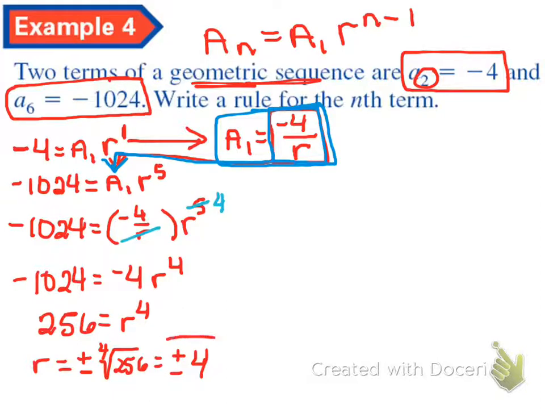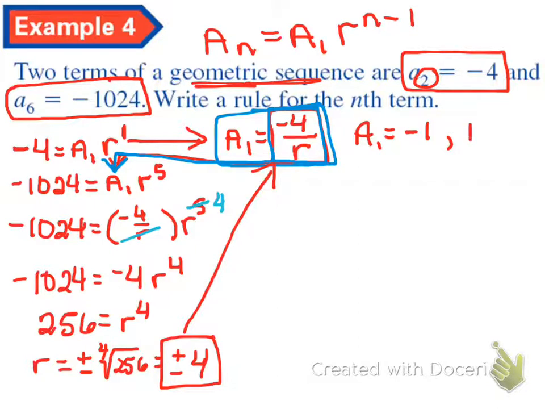Since there are two possible rates, then we would have two possible first terms. Now, to find what the first terms are, you want to take these possible rates and put them back in where you rewrote the first term. Then the first term, remember, is equal to negative 4 divided by the rate. Well, when the rate is a positive 4, the first term would be a negative 1. When the rate is a negative 4, negative 4 divided by negative 4, you would end up with a positive 1.